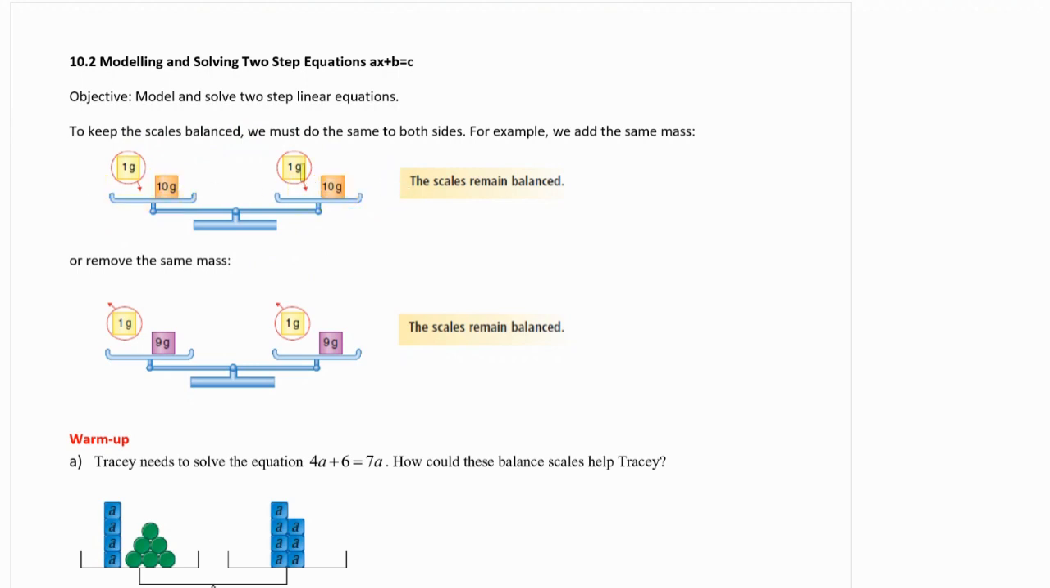And to keep the scale balanced, whatever you do on one side, say you're adding 1 gram on the left-hand side, you have to do the same thing on the other side so that the scale remains balanced. Or you can take away the same amount from each side. Say you're taking away 1 gram on the left-hand side, you have to do the same thing on the other side. Then the scale is still even, like this. Okay, same thing with the equation.